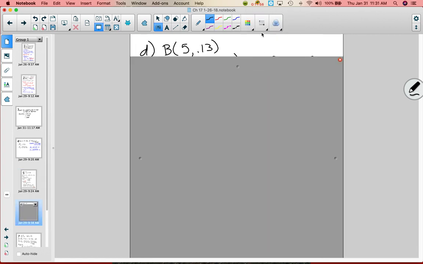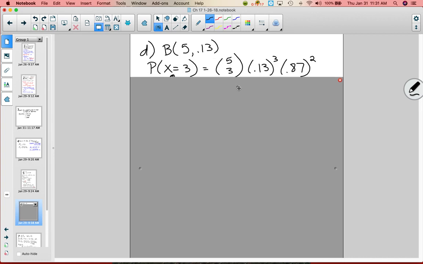Part D says that there are exactly 3 lefties in the group. So we are still dealing with binomial, because now it's not the first, you don't see the first success anywhere in that. Out of the 5 people, we want to know the probability that there are exactly 3 lefties. So binomial is our model. I want to know the probability that x equals 3.